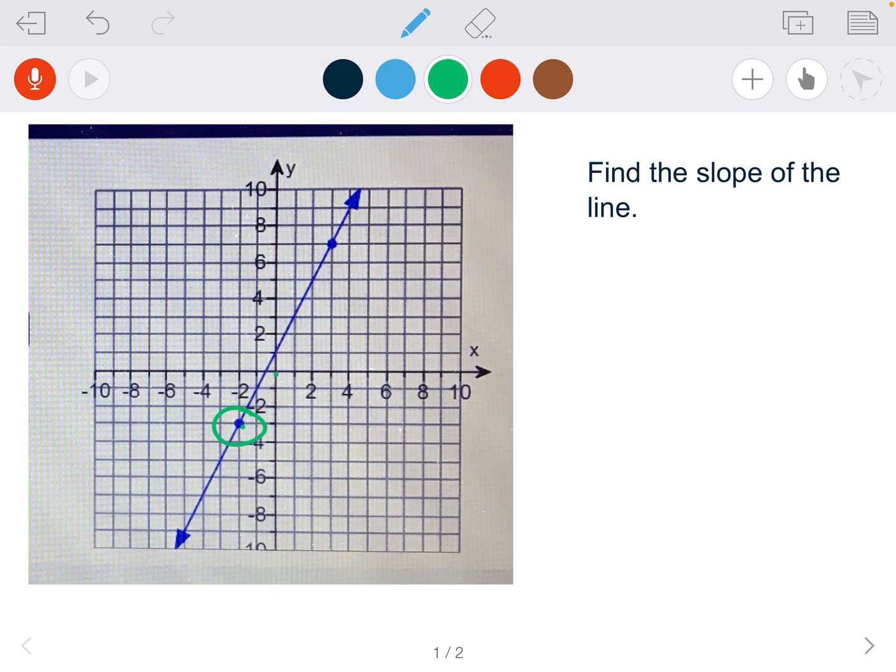This ordered pair, remember we start at the origin, go over left 2, so our x is -2, and then down, actually that's 1, 2, 3, so -3. That's our first ordered pair. Our second ordered pair is right here that they're showing us. Starting at 0, go over 3, so 3 is the x value, and up 7, so (3, 7).